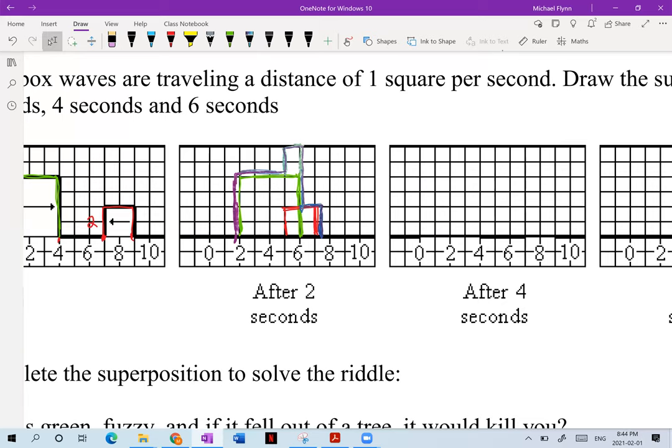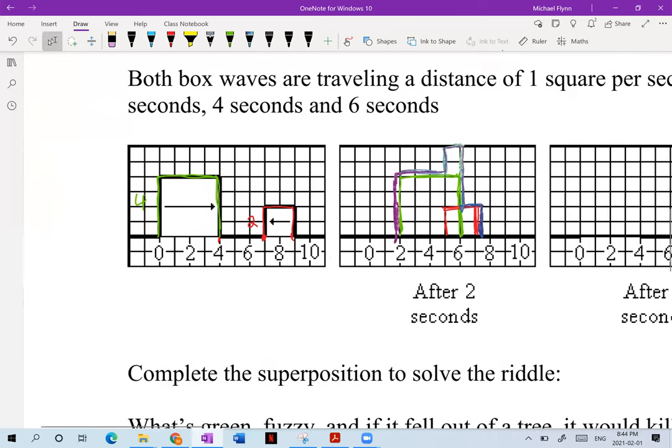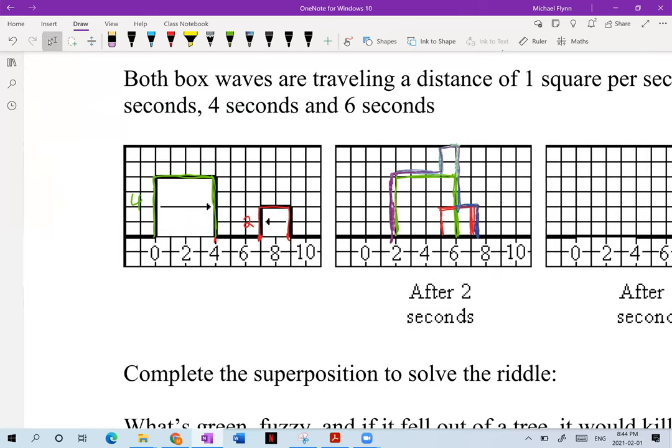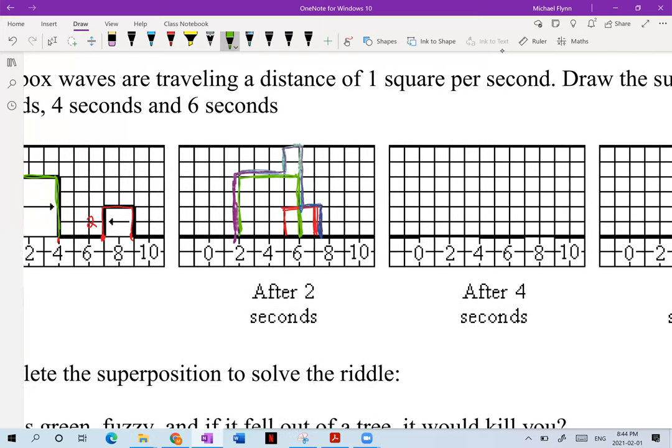Now it says after 4 seconds. Well, after 4 seconds, my box is gonna be now at the 4 meter mark, if you like. So my big box is gonna be over here between 4 and 8.